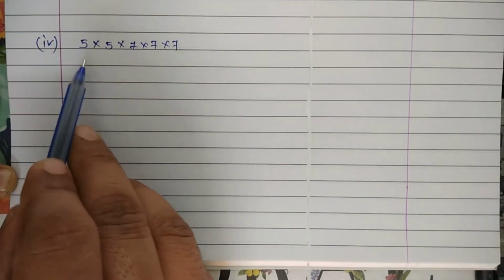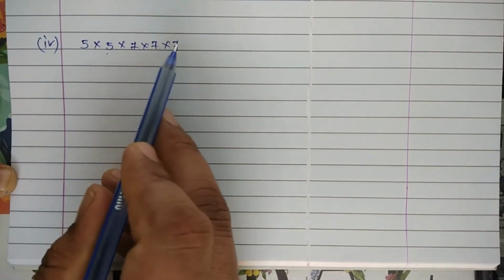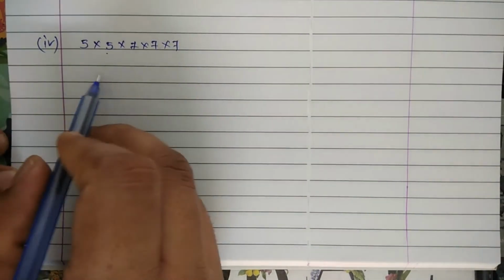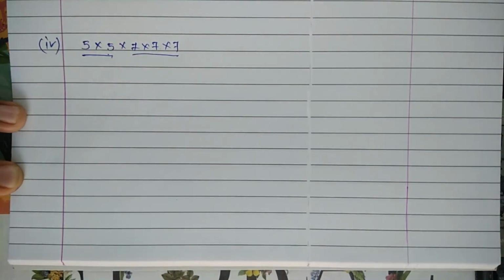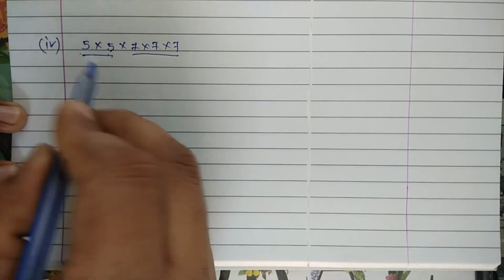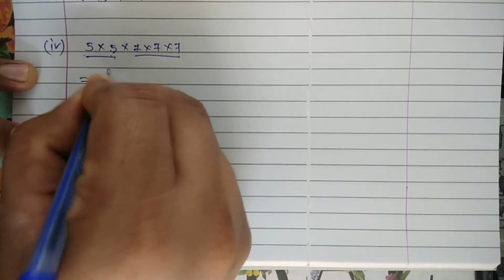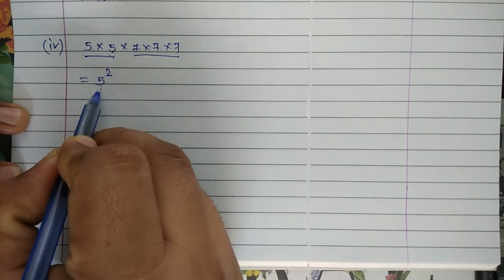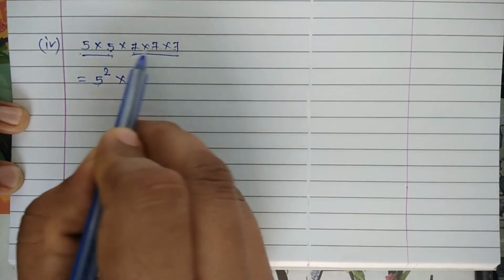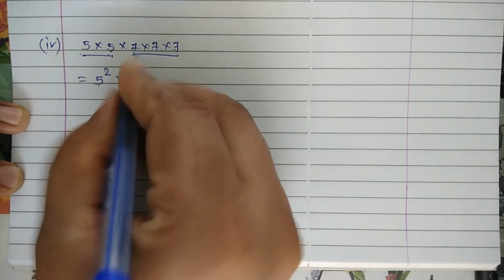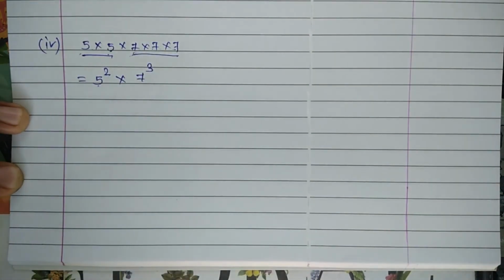Sum number 4, 5 multiplied by 5 multiplied by 7 multiplied by 7 multiplied by 7. Here two different numbers are there. So we will make two groups, 5 multiplied by 5 and 7 multiplied by 7 multiplied by 7. 5 multiplied by 5 means 5 multiplied 2 times. So that is equal to 5 raised to the power 2, or we can say 5 squared. Multiplied by 7 multiplied by 7 multiplied by 7 means 7 multiplied 3 times. So that is equal to 7 raised to the power 3, or we can say 7 cubed. So the answer is 5 squared multiplied by 7 cubed.